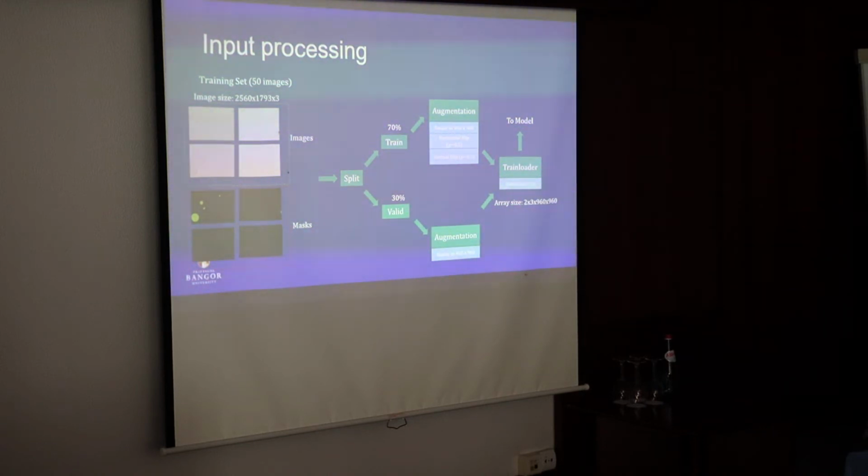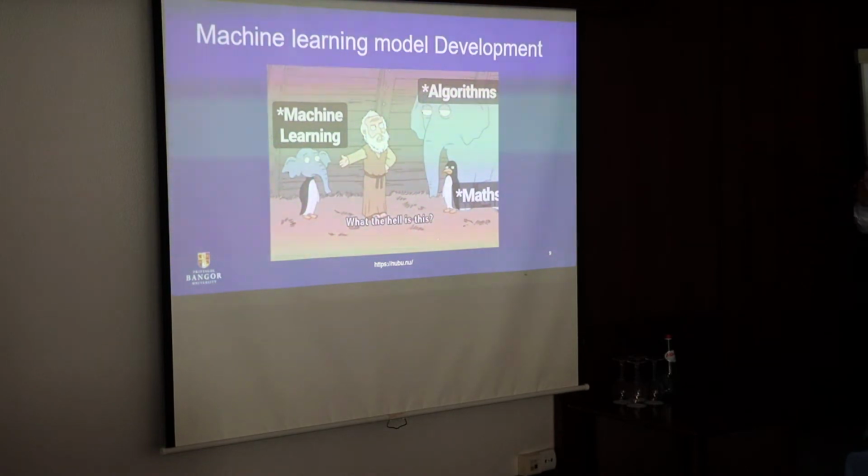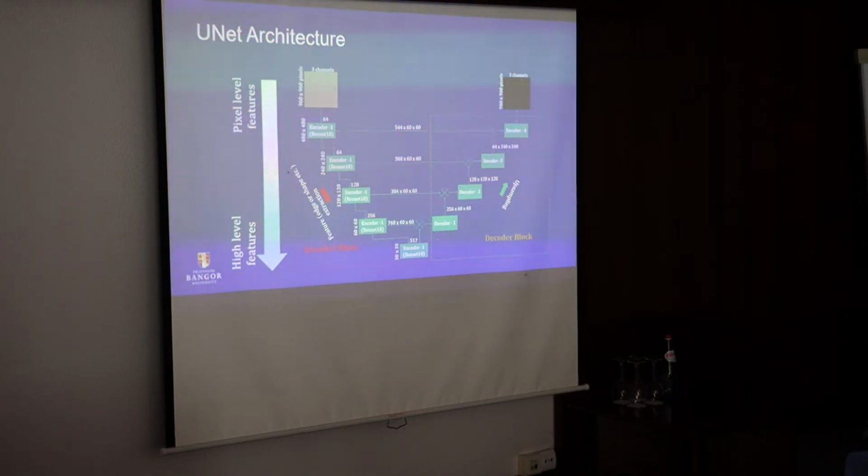Okay, so I'll move on quickly. So the next critical bit is the actual development of the model. Obviously, machine learning is often a combination of algorithm and maths, and it doesn't make sense all the time. But on a serious note, our model was based on an architecture called the U-Net architecture.